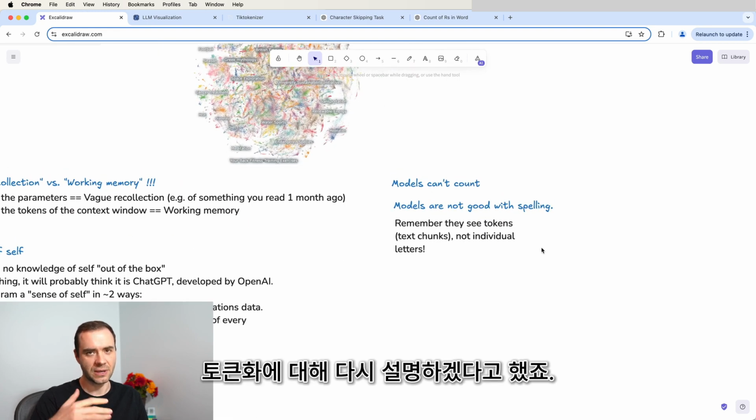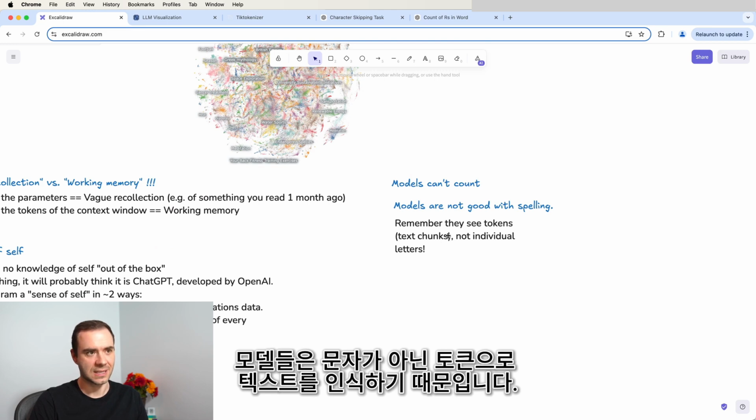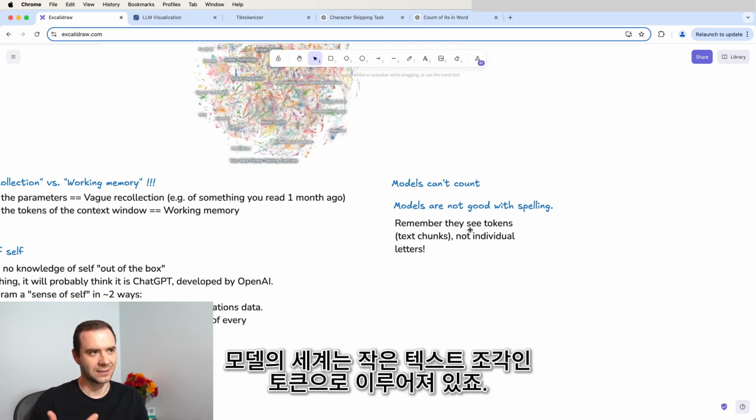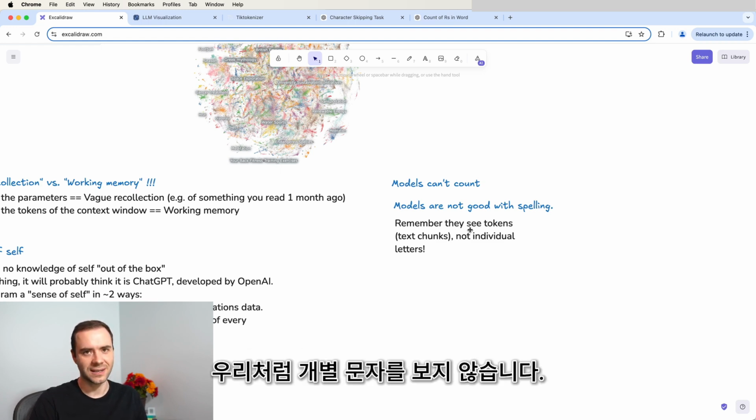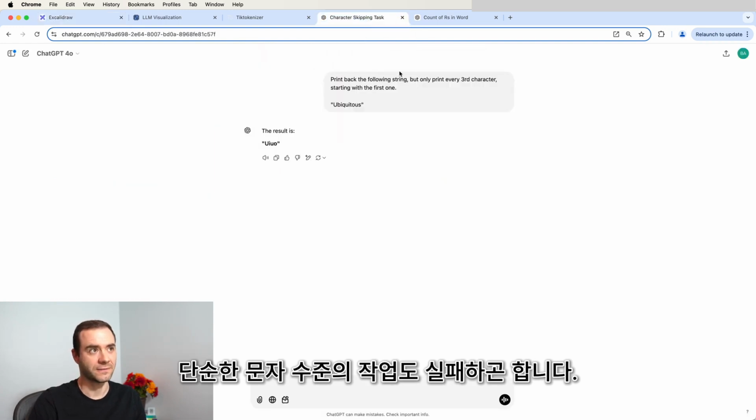I told you that we would loop back around to tokenization. The reason for this is that the models don't see the characters, they see tokens. Their entire world is about tokens, which are these little text chunks. They don't see characters like our eyes do, and so very simple character level tasks often fail.